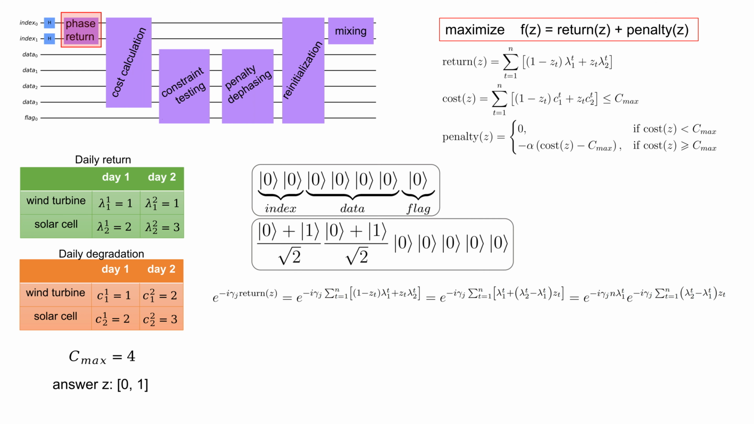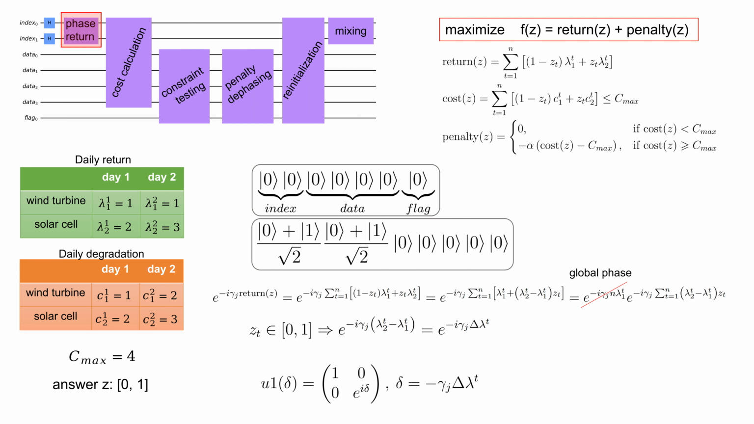Then, we want to encode the total return for every combination into a phase. To do that, we perform simple math and separate a global phase factor, which we can ignore. Since z can be either 0 or 1, the remaining expression means that we should add the difference in returns, delta lambda with superscript t, to the states when z is equal to 1. This is done by applying a phase gate with the rotation angle delta.